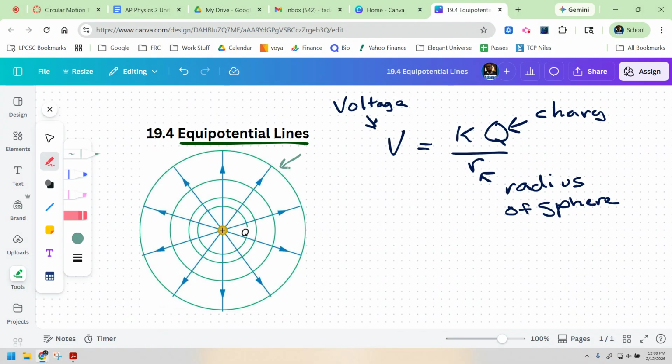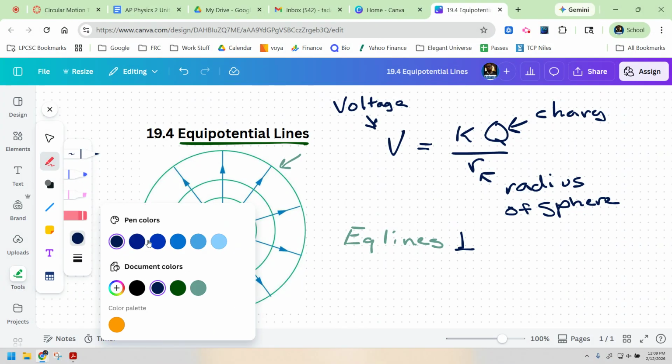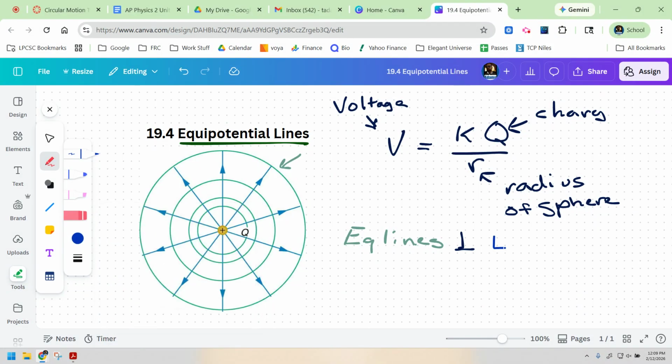There we go. So the green lines are equipotential lines, and they're always perpendicular to the electric field. So let's write that down. So I'm going to say the lines, and then those are always perpendicular to our blue electric field.